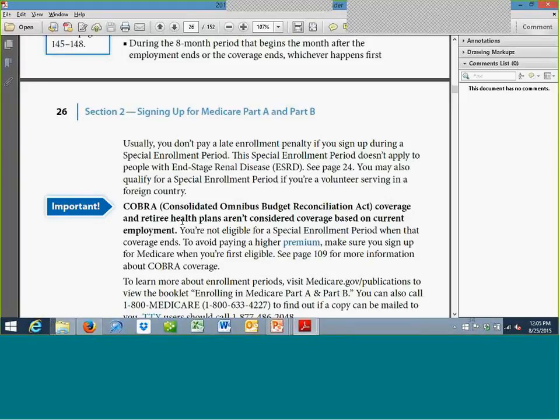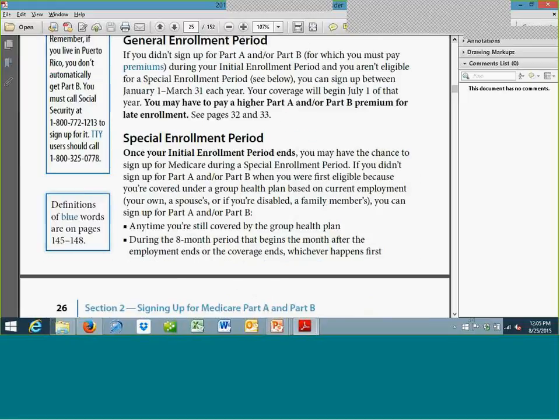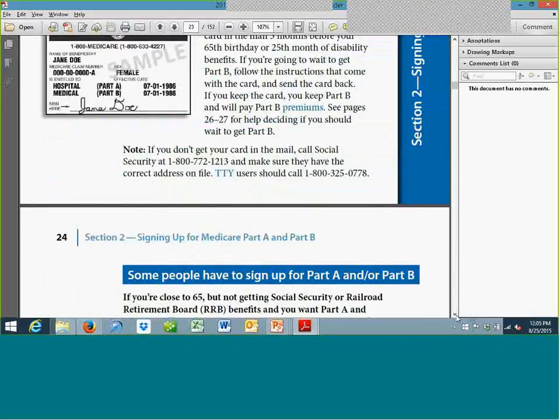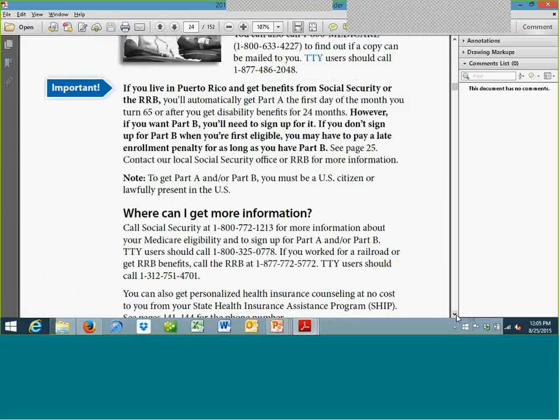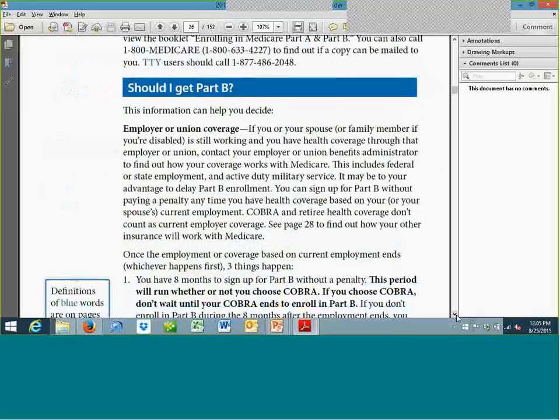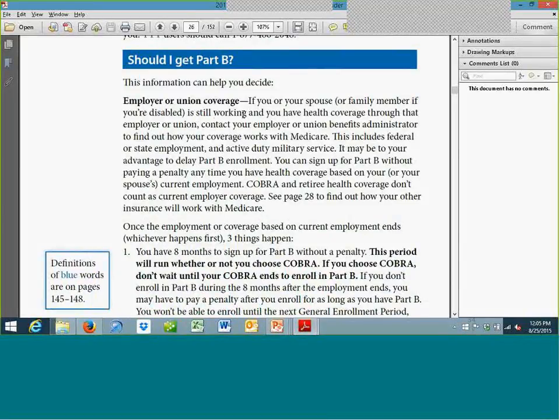COBRA coverage and retiree health plans aren't considered coverage based on current employment. You are not eligible for a special enrollment period when that coverage ends. So let me back up a little bit. What we're talking about is this: should I get Part B? With employer or union coverage, if you or your spouse is still working and you have health coverage, it may be to your advantage to delay Part B enrollment. But it also says right here, COBRA and retiree health coverage don't count as current employer coverage. See page 28 to find out how it works with Medicare.